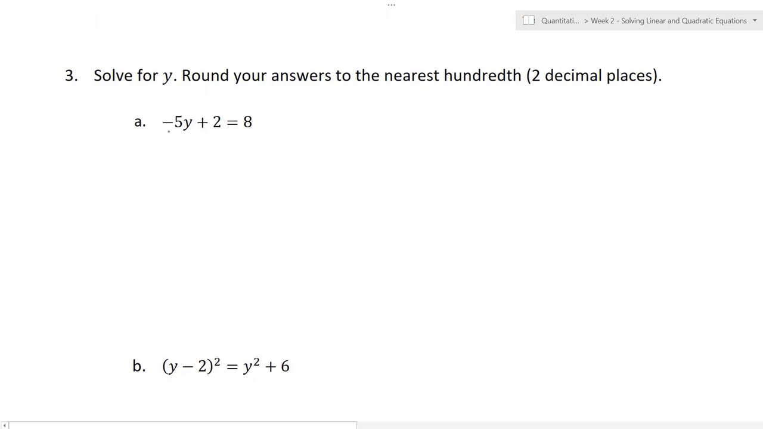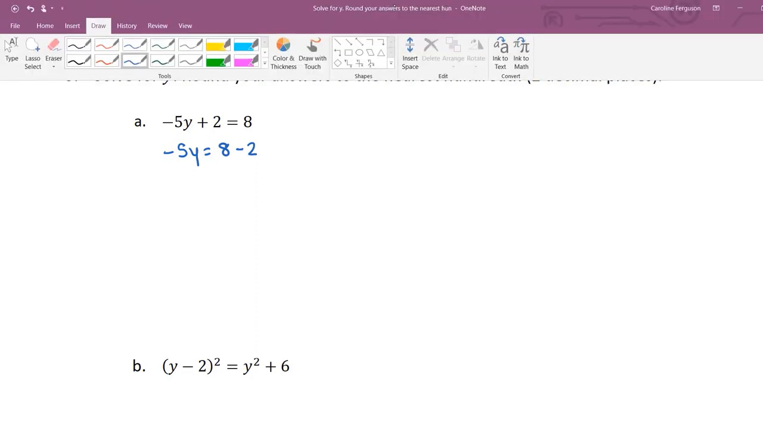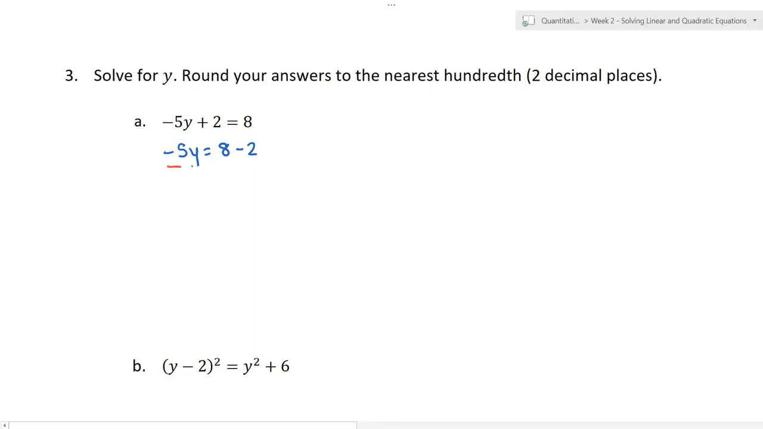So I'm going to keep my negative 5y where it is on the left side of the equal sign and move my 2 to the other side. So negative 5y equals 8. When I move my 2 over, it becomes negative 2. Now I want my y to be on its own, so I want to divide both sides by negative 5.